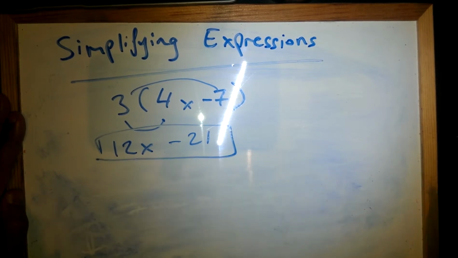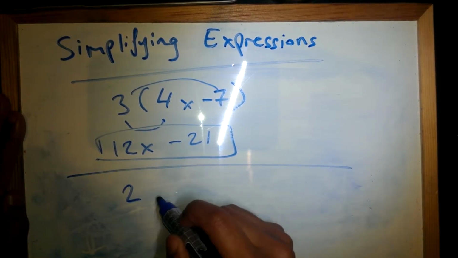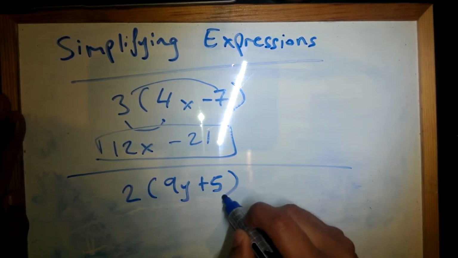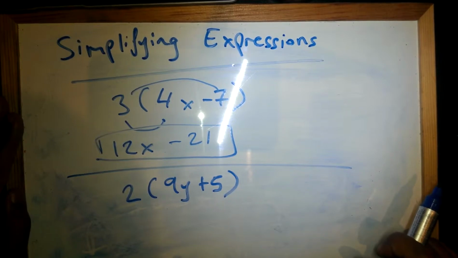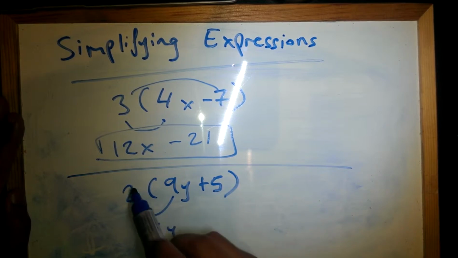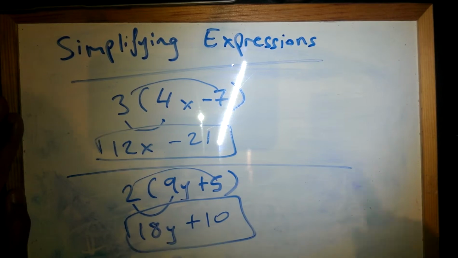Okay. Well, how about if we change that to, as a separate question, 2, open bracket, 9y plus 5. I'll just give you a moment. Alright, so that 2 is times in that 9y, which gives me 18y. And that 2 is also multiplying by that 5, which is 10. Perfect.